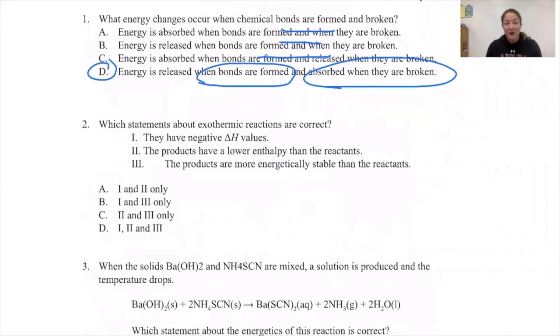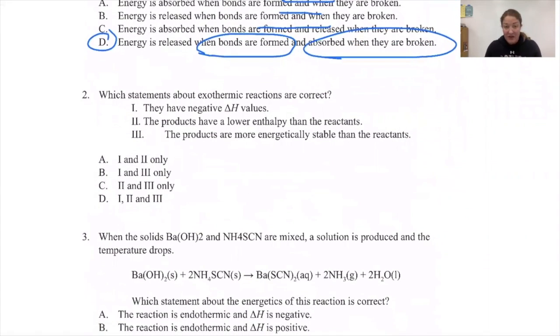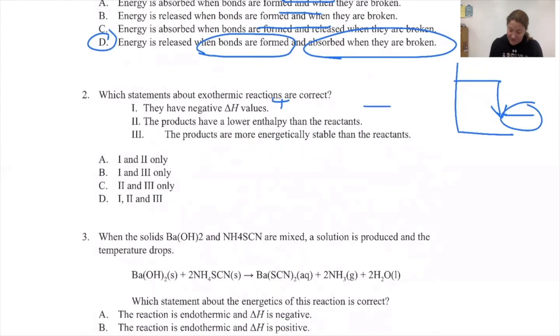For question 2 here, what statement about exothermic reactions is correct? They have negative delta H values is indeed true. The products have a lower enthalpy than the reactants. My enthalpy diagram looks like that for an exothermic reaction, and the products are indeed lower than the reactants. The products are more energetically stable than the reactants. When you're lower on the ladder, more stable. So also true, all of the above.